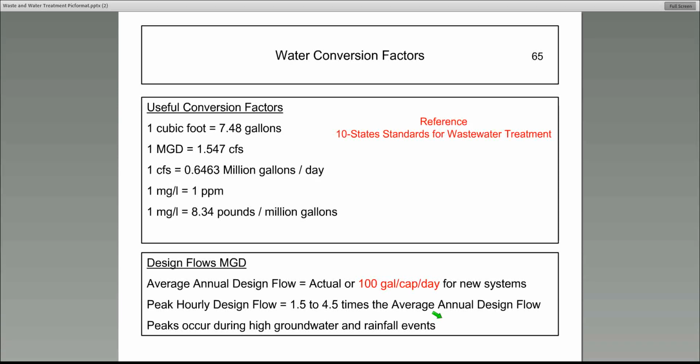Here are your water conversion factors. The average design flow for wastewater treatment units would be 100 gallons per capita per day. The peak design flow is usually 1.5 to 4.5 times that average design flow.